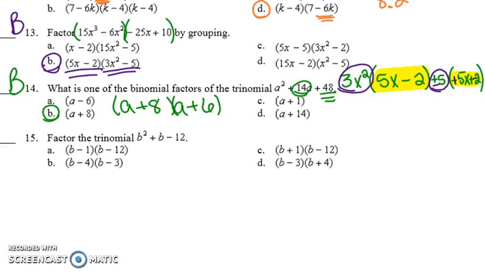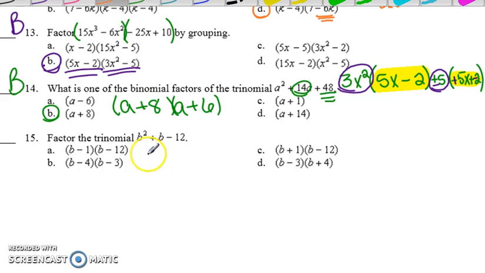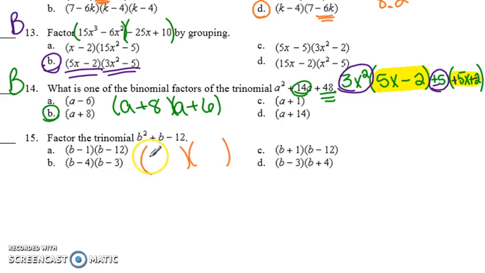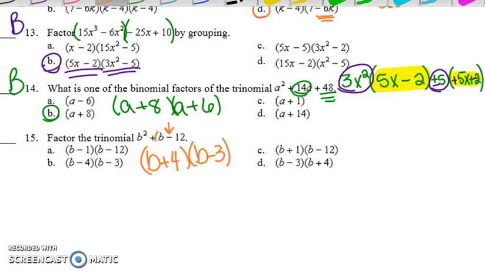15 is going to be kind of similar. Now we're multiplying and getting a negative. So I know to get b squared, I need a b and a b. But to multiply and get a negative, one of these has to be positive and one negative. So I need factors of 12, and their difference is a positive 1. So I'm thinking it's going to be 4 and 3. Because 4 times 3 is 12. But 4 minus 3 is 1.